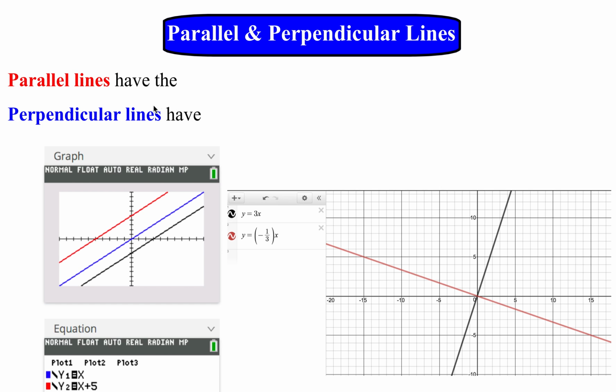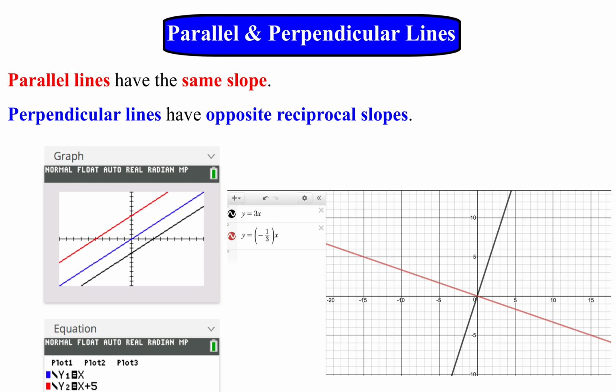Parallel and perpendicular lines. Parallel lines have the same slope. Perpendicular lines have opposite reciprocal slopes. Or another way of thinking about perpendicular lines, the product of their slopes is always negative 1. The product should be negative 1, excuse me. So they're opposite reciprocals. So they have the opposite sign and they're flipped over.